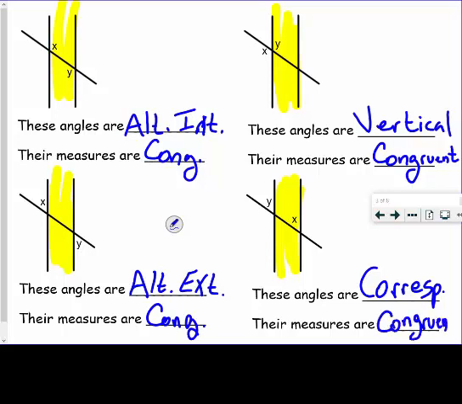Are all angles congruent? No. Some are supplementary. But if you were stuck and had no clue and had to guess, which one should you guess? Congruent. It's kind of like when we do rational versus irrational. We're guessing rational. That's not always true, but if we're stuck, we have to guess.